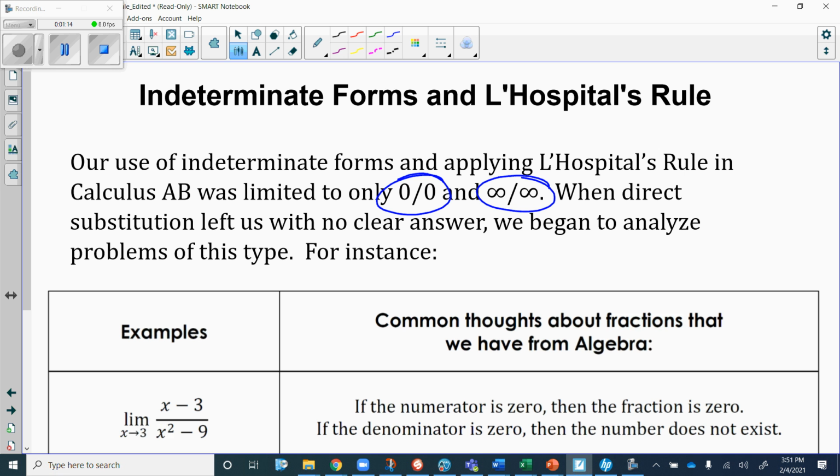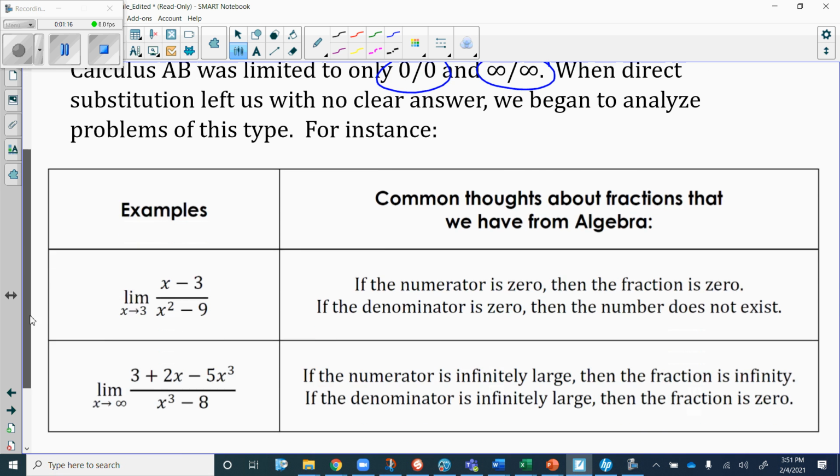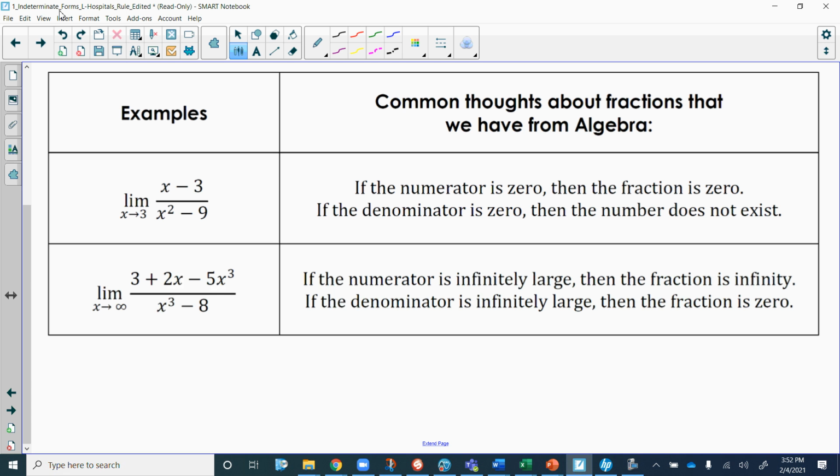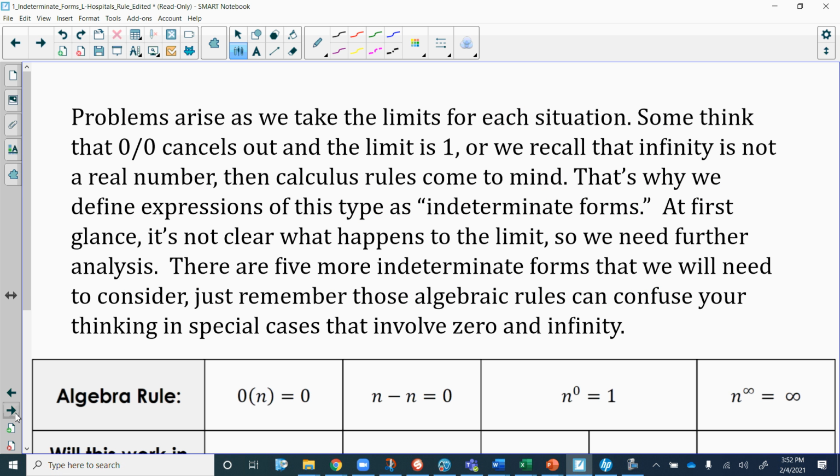So here's a couple of examples of things that you would have seen. In this case, if we do direct substitution with the 3, we're going to wind up with a 0 over a 0. And if we substituted infinity directly into the bottom rational function, that would give you infinity over infinity. So these are two examples where we would have to use L'Hopital's rule, taking the derivative of the parts, in order to evaluate the limit appropriately.